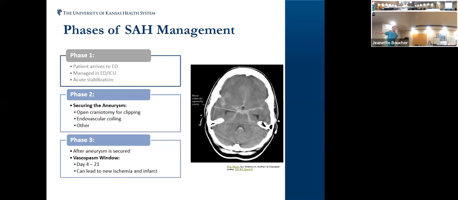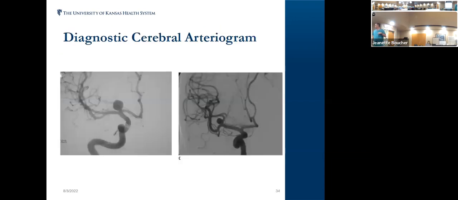So they give medications to help prevent the vasospasm: calcium channel blocker medications that relax those blood vessels so they don't clamp down. These are some pictures of a cerebral arteriogram. This is where the interventional radiologists go into the groin and take a look at the blood vessels. So you can see this aneurysm here.